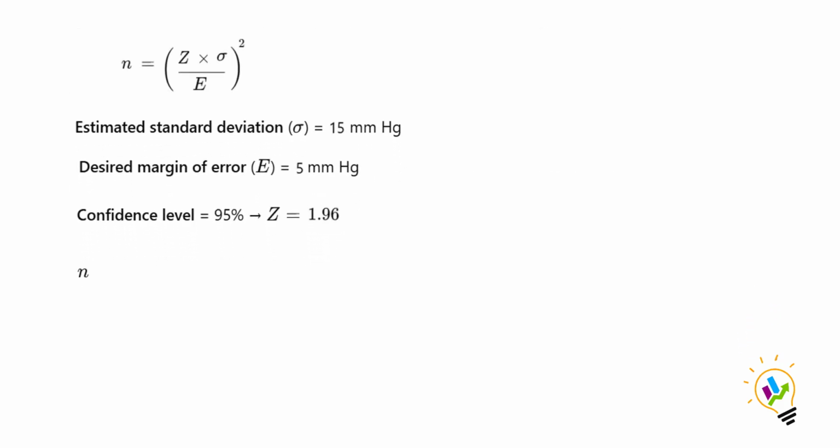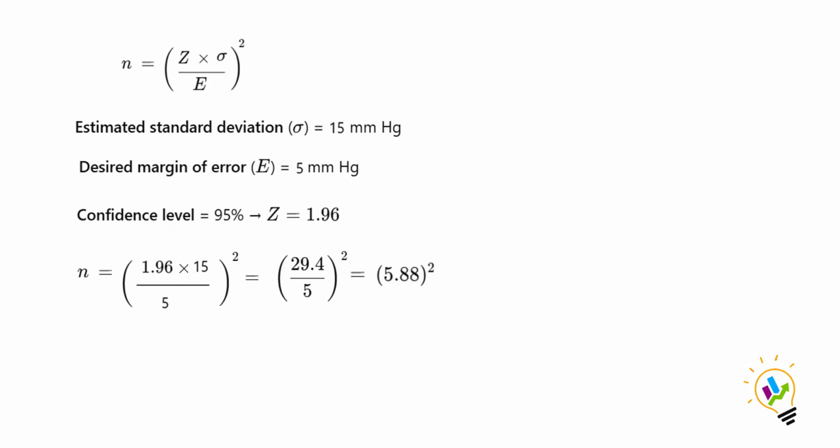Now, if we substitute these values in the formula, we have Z equal to 1.96 times sigma, which is 15, divided by the margin of error 5, and squared. You can see here 1.96 times 15 divided by 5, to the power of 2, is equal to 29.4 divided by 5, to the power of 2. Now when you divide 29.4 by 5, we get 5.88. Square it. Now we are going to get around 34.57.